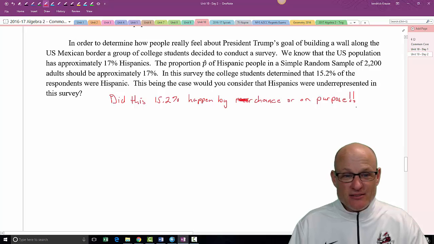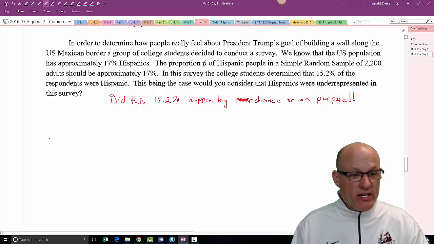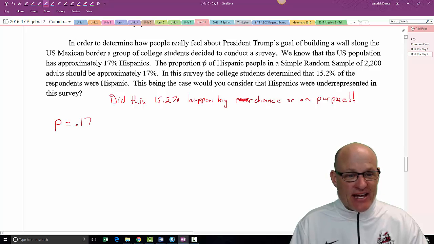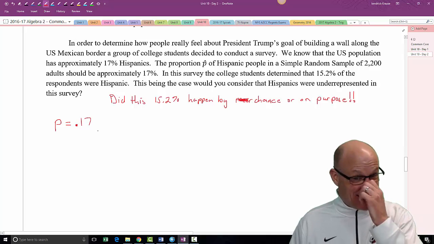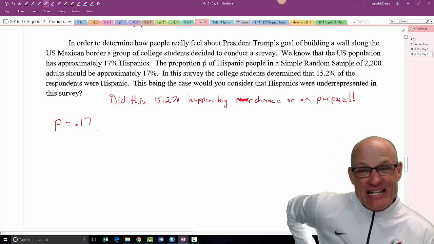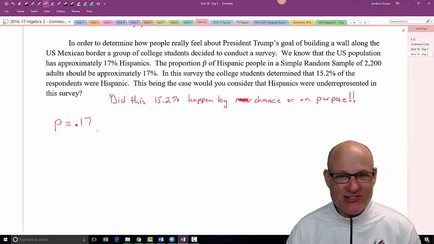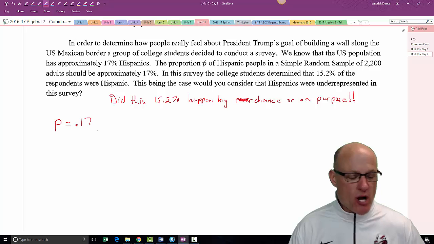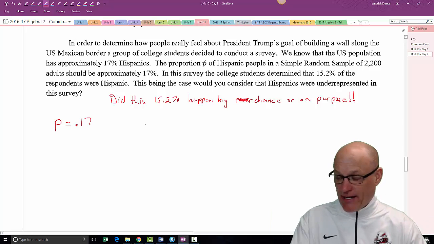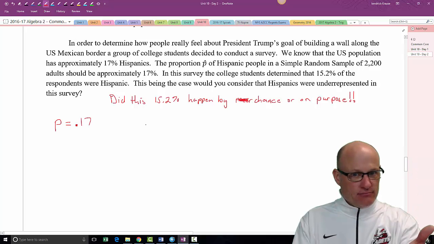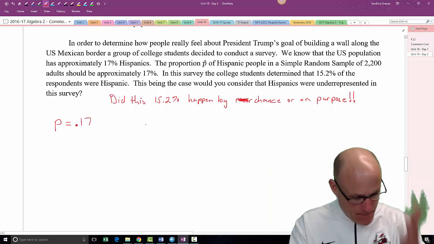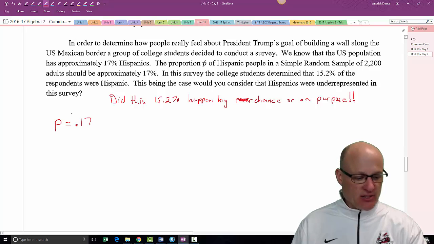We're going to find out. All right, let's check this out. What we know is that p is equal to 0.17. That was given. That is a U.S. Census statistic. That is indisputable. You cannot dispute that there are 17% Hispanics because it is a known population parameter. It is known. So you're Hispanic or not Hispanic. Parameter, right? So let's see what else we know.